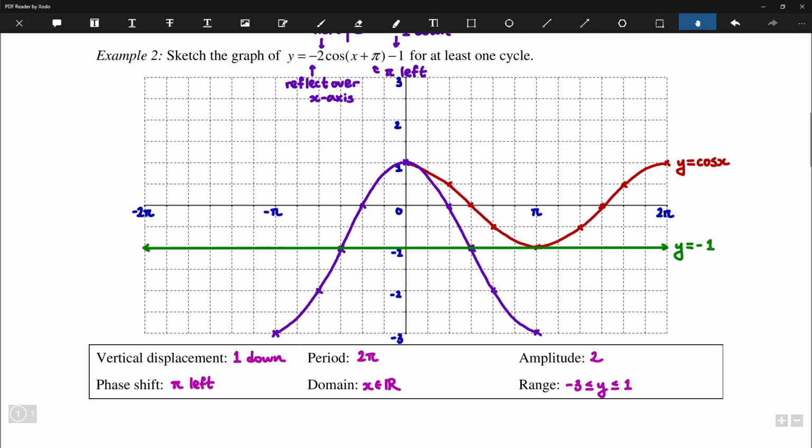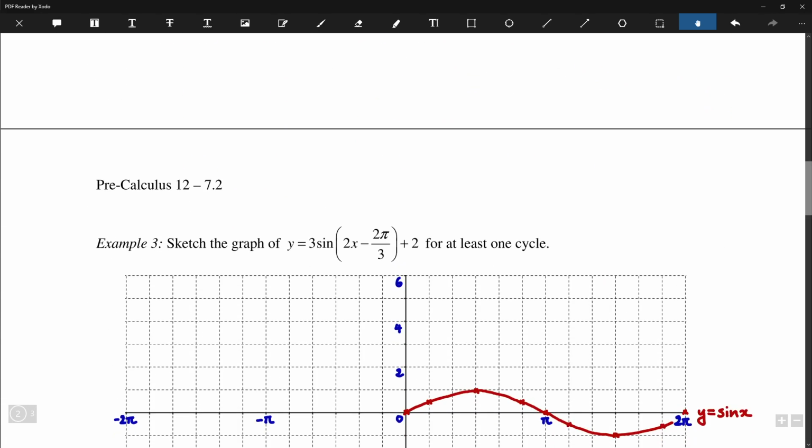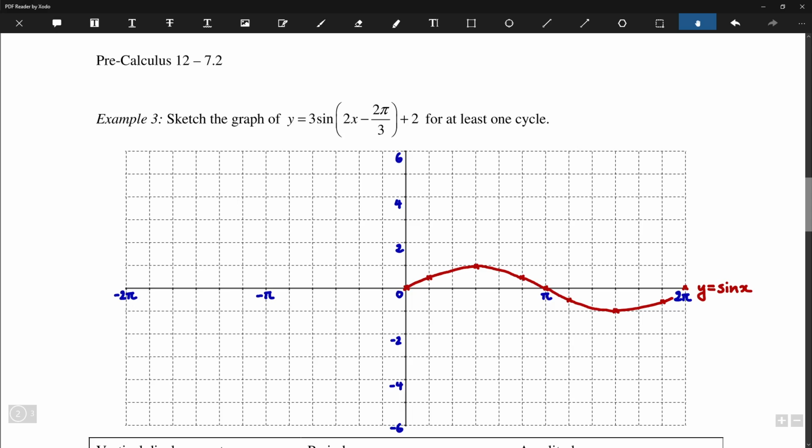Okay, so in the next example, we're going to combine the three transformations that we have seen, the stretch and the translation, both horizontal and vertical, and also a change in the period. So we have the function y equals sine x, and then we are to graph y equals 3 sine(2x minus 2 pi over 3) plus 2.